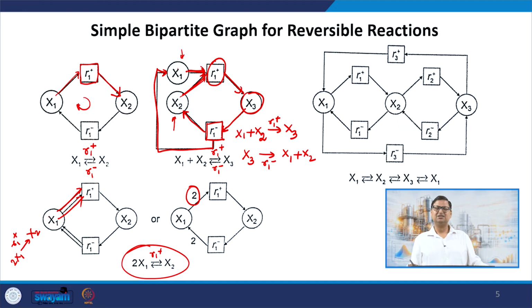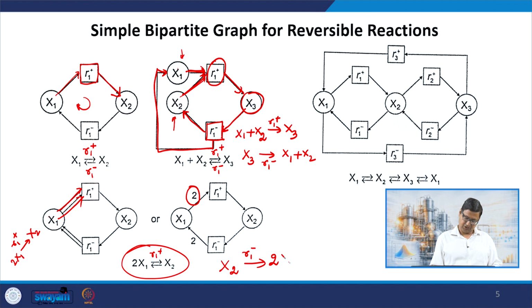I can put a single edge, but put a number 2 to indicate that there is a molecularity or a stoichiometric coefficient of 2 in this particular reaction, right? Now for the backward reaction, we have x2 participating in the backward reaction and forming 2 moles of x1. So I start from x2, go to the reaction node R1 minus, and R1 minus gives me 2 molecules of x1. So I put a 2 here, or I put 2 arrows here to indicate that 2 molecules of x1 are formed in the reaction.